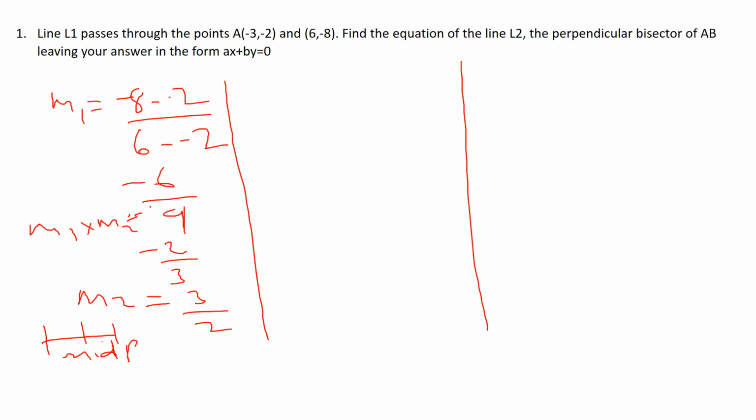So the midpoint will be given by: I take the first value of x, add it, and then divide by 2. In this case I'll have -3 plus 6 divided by 2, and then -8 plus 2 divided by 2. In this case I'll have 3 out of 2, and then I have -3.